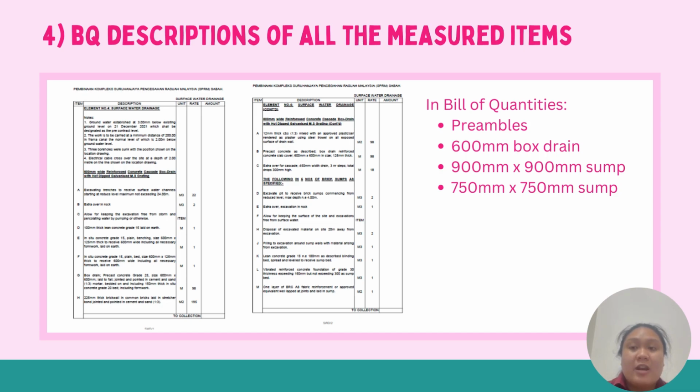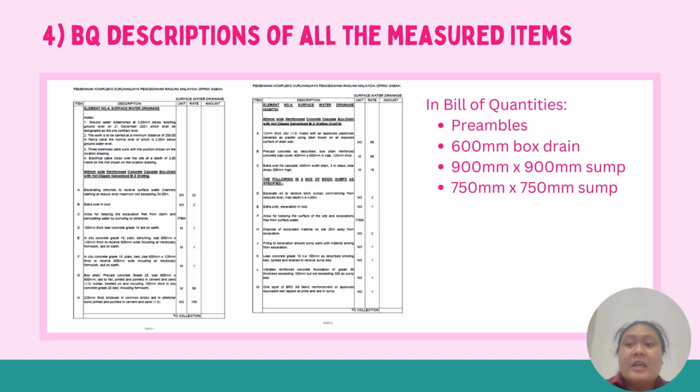Box drain precast concrete grade 25 size 600 mm by 600 mm laid to fall, jointed and pointed in cement and sand 1:3 mortar, bedded on and including 150 mm thick in situ concrete grade 20 bed, including formwork. 225 mm thick brick wall in common brick laid in stretcher bond, jointed and pointed in cement and sand. There is 12 mm thick cement and sand mixed with an approved plasticizer, rendered as plaster using a steel trowel on all exposed surface of drain wall. Precast concrete as described, box drain reinforced concrete slab 600 by 600 in size, 125 mm thick. Extra over for cascaded 450 mm width drain, 3 number step and in total drop 600 mm high.